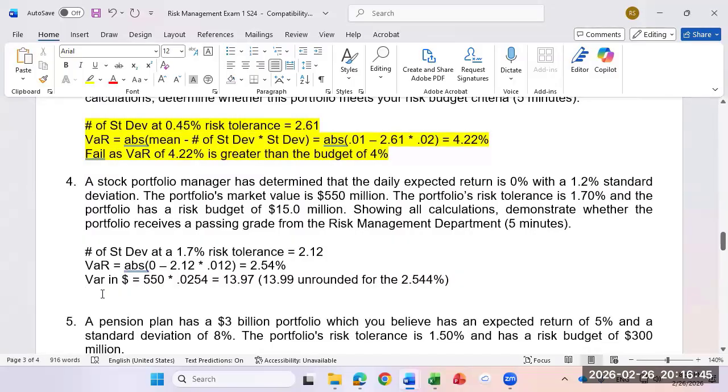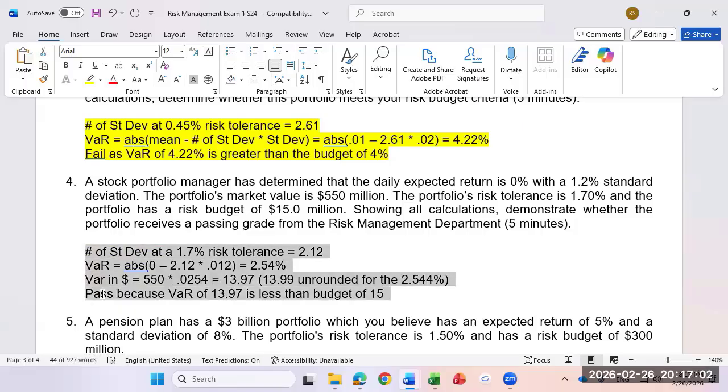How did they do here? Their budget? Pass, cost, VAR, 13.97 is less than the budget of 15. Pretty straightforward question. Any questions on that?